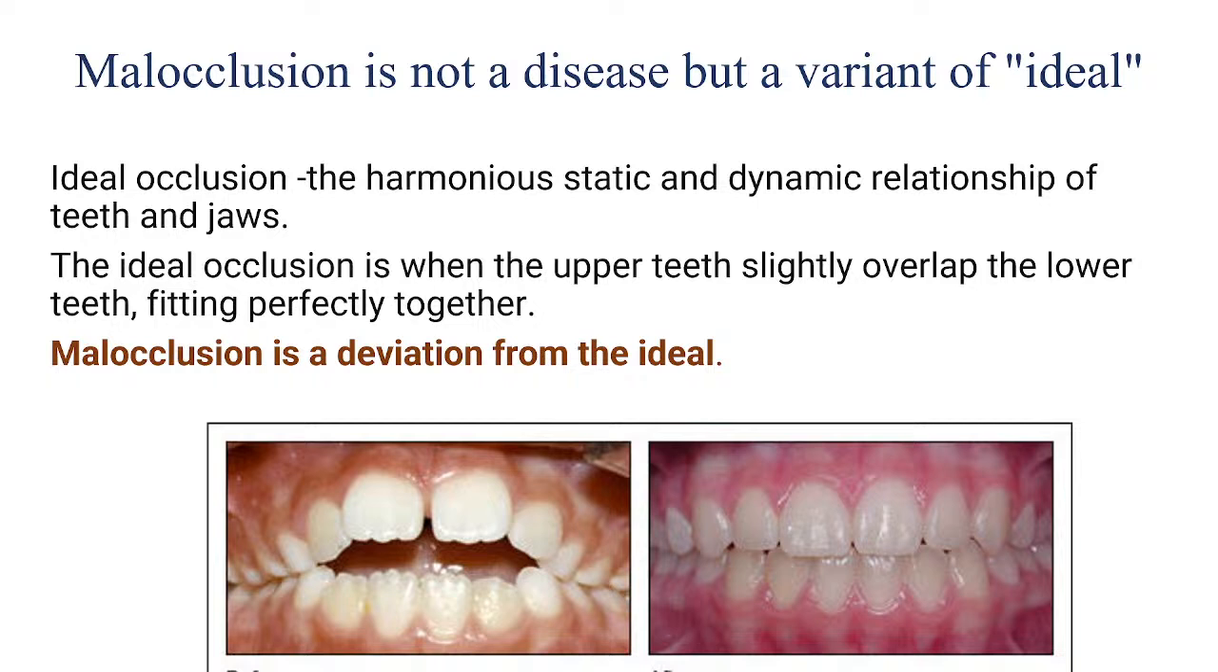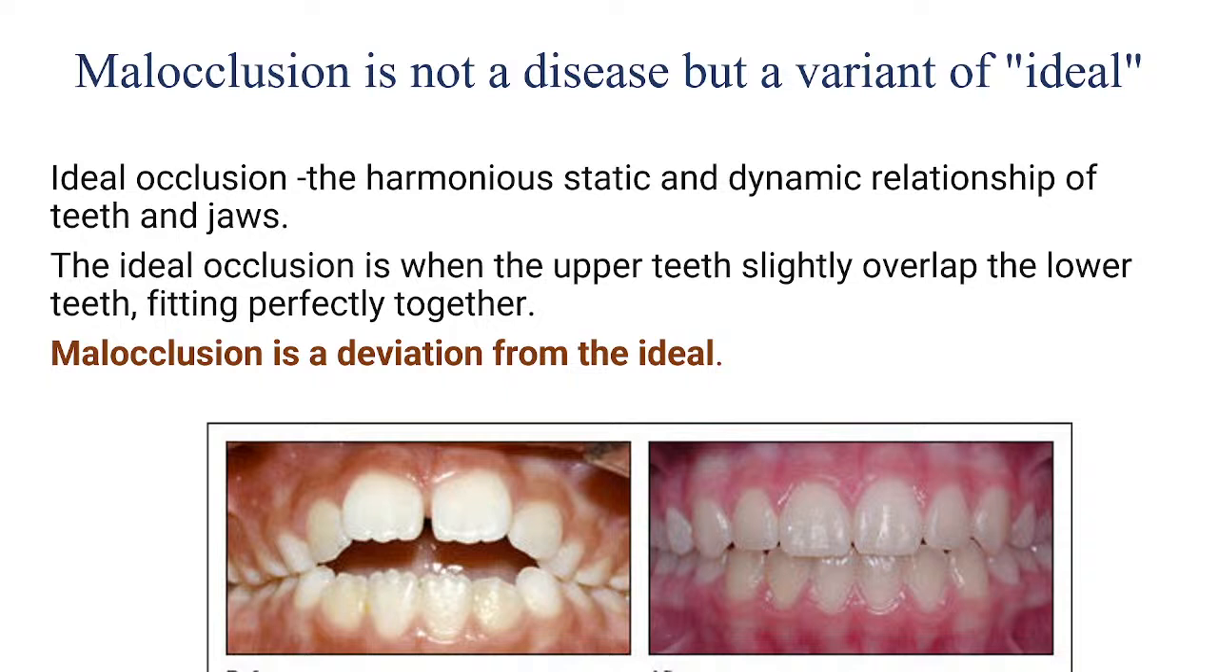Now there are two photographs over here. Which one is ideal? The left or the right? The right one is the ideal. So what do we see in the ideal? We see that the upper teeth are overlapping your lower teeth, and we see a good relationship, a perfect fit between your upper and the lower teeth. So that is your ideal occlusion. It is the harmonious, static and dynamic relationship of teeth and jaws. The ideal occlusion is when upper teeth slightly overlap the lower teeth, fitting perfectly together.